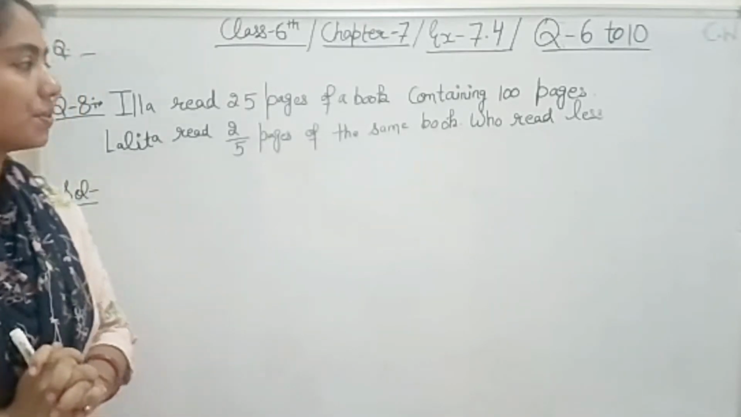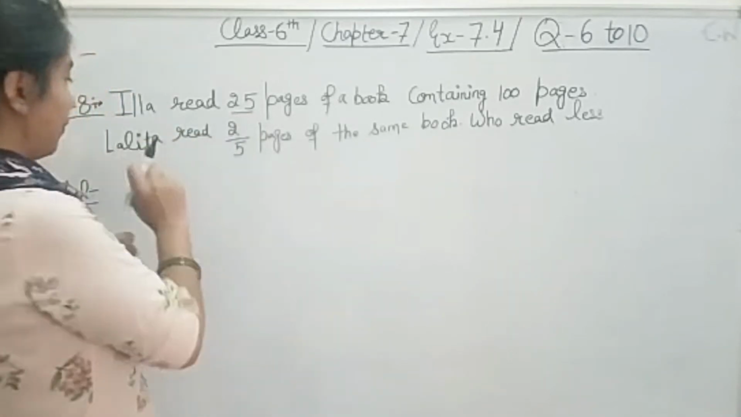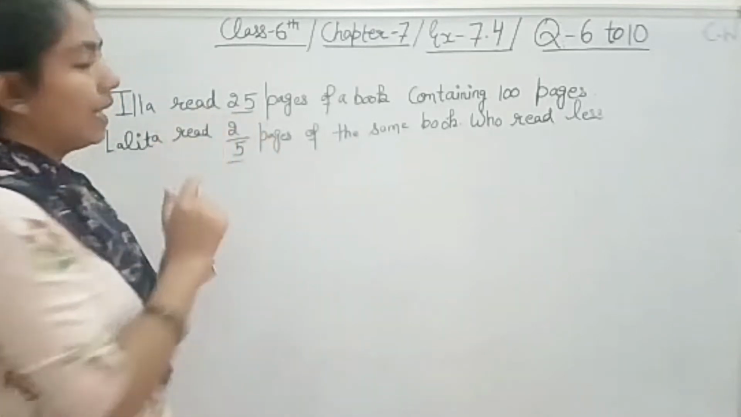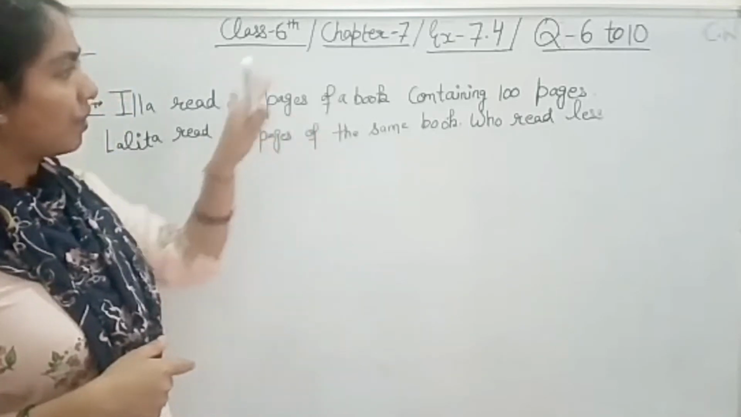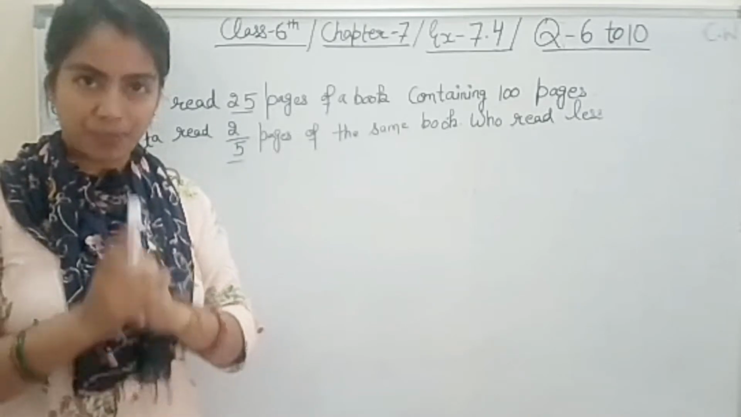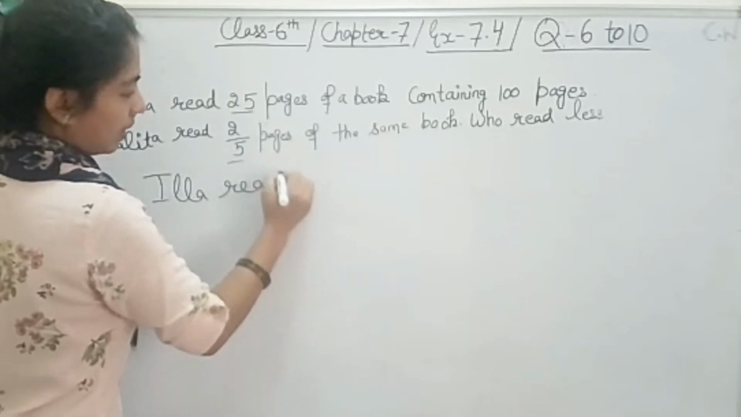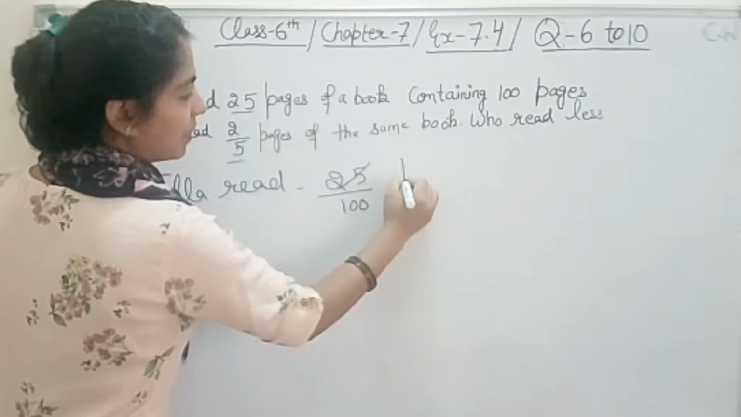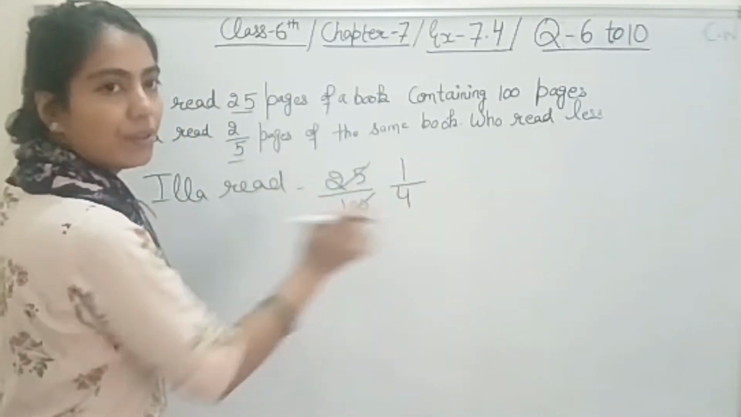Okay, so how will we do it, students? See, for Ella we have a number, and for Lalita we have a fraction. So first of all we convert Ella's pages into a fraction. And how will you do that? It's very easy. Number of pages divided by total number of pages. That will convert into simplest form. Right? So let's start. Ella read 25 pages out of 100 pages. So 25 ones are 25, 25 fours are 100. So the fraction for Ella would be 1 by 4.